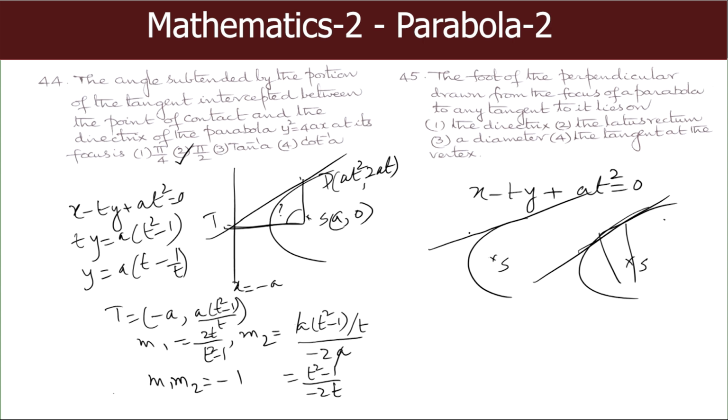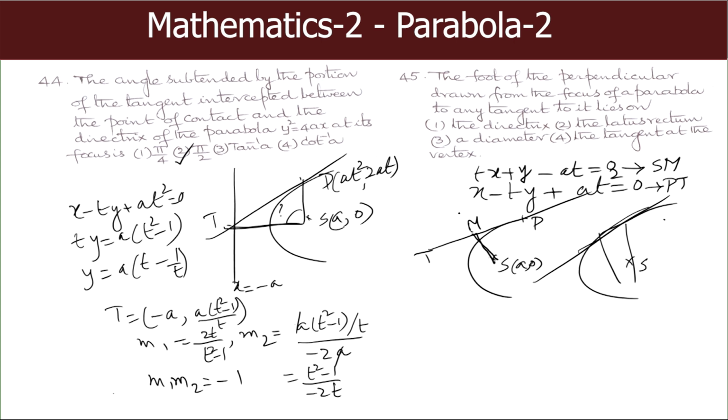The focus, the foot of the perpendicular M. Ee M deeni meeda untundani adigaru. S (a, 0). So what is the equation of SM perpendicular to this? tx + y, it passes through (a, 0), is equal to at or minus at = 0. This is SM. This is PT.